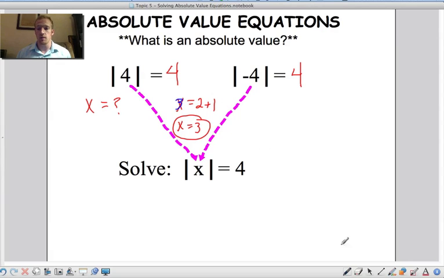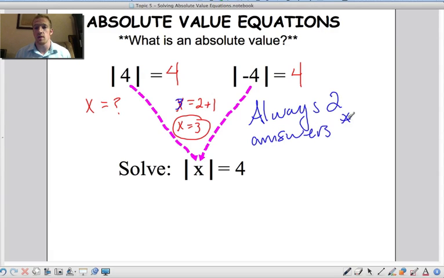So with absolute value equations, there's always 2 answers. And I'll put a little asterisk there because there's one case when there's not, and I'm going to go over that in a later example. But you should always be looking for 2 answers with an absolute value equation.